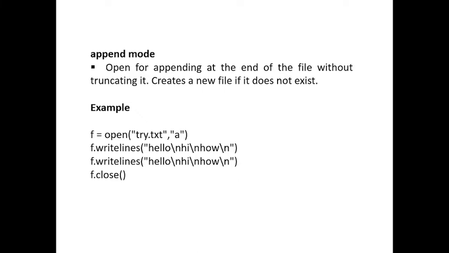f equal to open try.txt, in double quotes a. For write mode, double quotes w will be there. In read mode, r will be there. And in append mode, a will be there. f dot writelines hello \n hi \n hello how \n. Then f dot writeline is hello \n hi \n how \n, f dot close. So this is all about append mode.